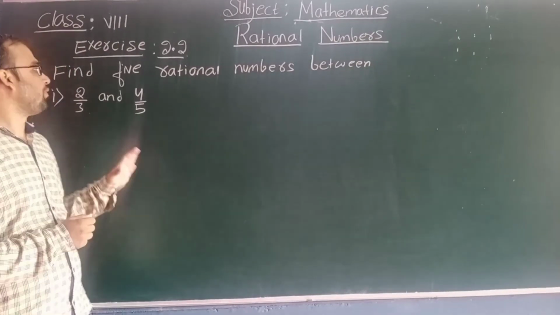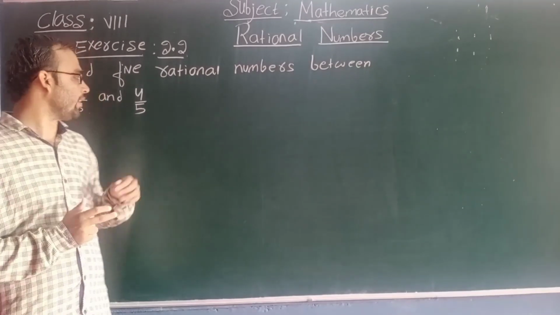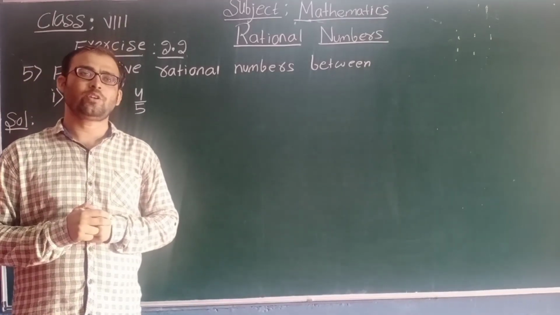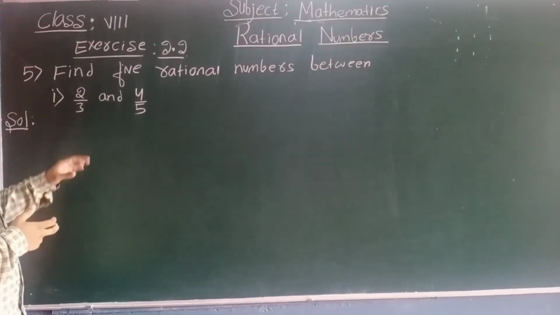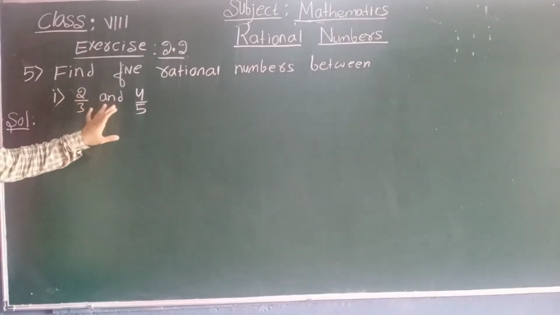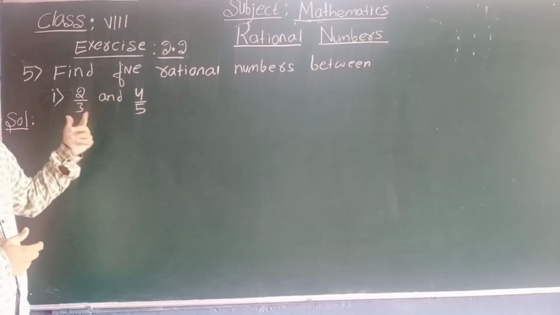Students, let us solve fifth question. Okay, so what have they given? Find five rational numbers between. Here they have given three sub questions. I have taken only the first one. So here they have given some rational numbers and we need to find the rational numbers between those two rational numbers. Let us take the first question. What have they given? 2 by 3 and 4 by 5. Here we need to find the rational numbers between these two rational numbers.